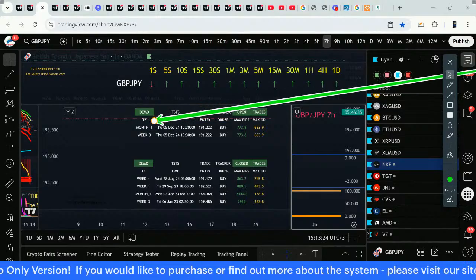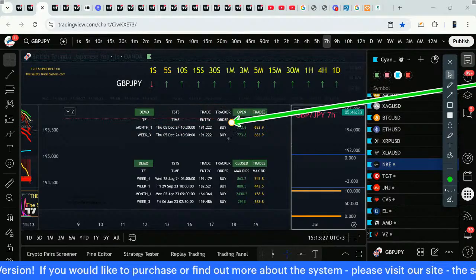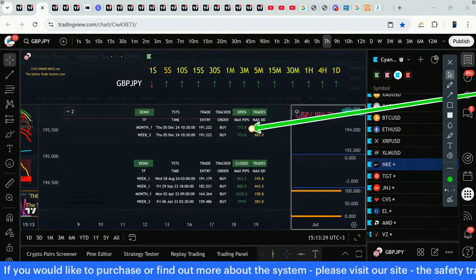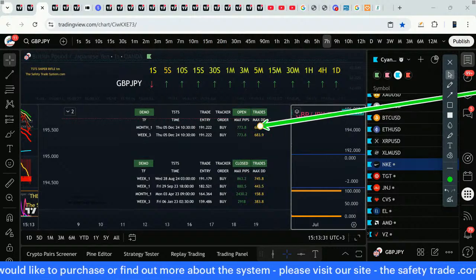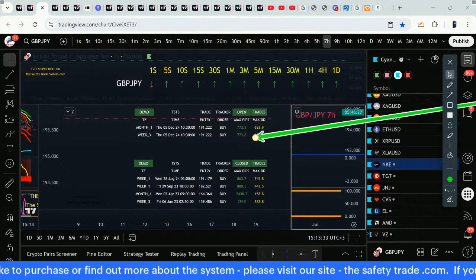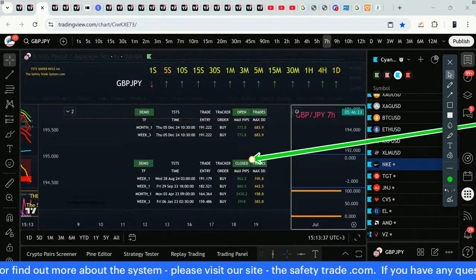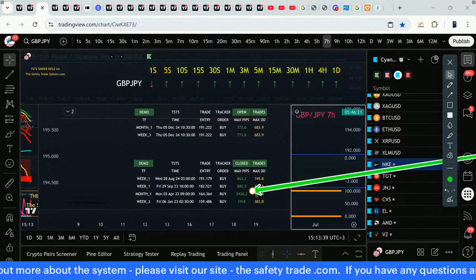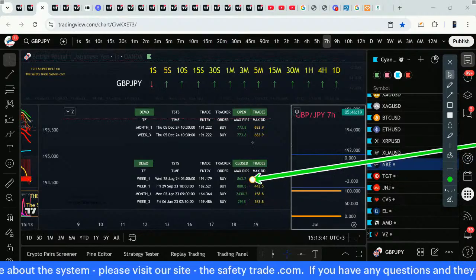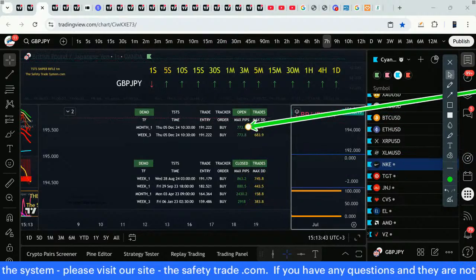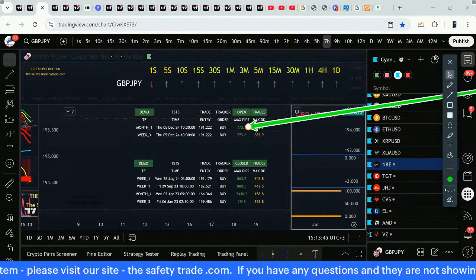There it is. The 1 month, the 3 week buy stop, 776. Got it. Buy in profit, in profit. And there's still open demo trades. These are closed demo trades. These were all winners. Current ones are all winners. So let's be clear on that.